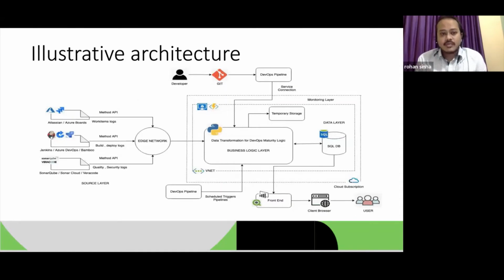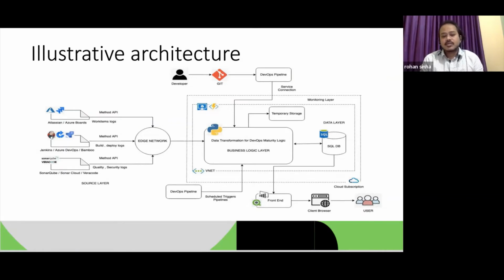Now I'm going to describe the illustrative architecture of this model. From the left-hand side, if you can see, this is the source layer, and in between we have the data layer and the business logic layer, and finally we have the presentation layer.